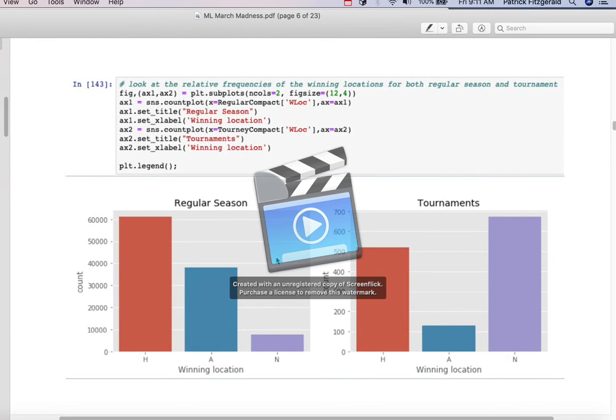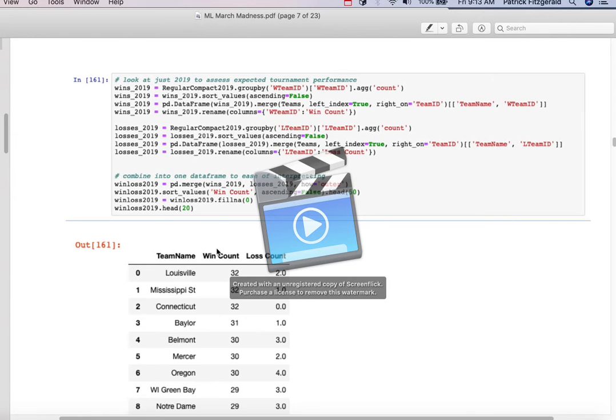Not many regular season games are played in neutral locations. However, the tournaments are almost exclusively played in neutral locations. It's very rare that you have someone playing a home game in the tournament. So although this home team advantage does come into play when it comes to predicting how teams will fare in the tournament based on their regular season data, it doesn't so much come into play when it comes to the actual tournament. We'll look at the teams and their wins and losses for the 2019 season.